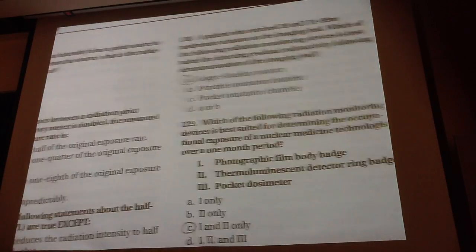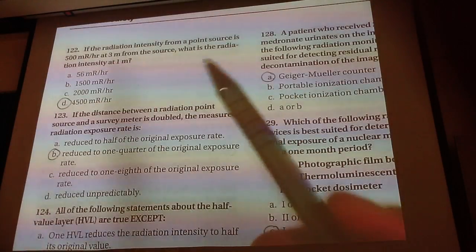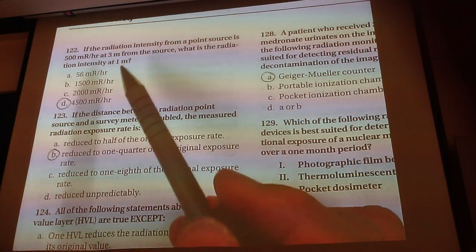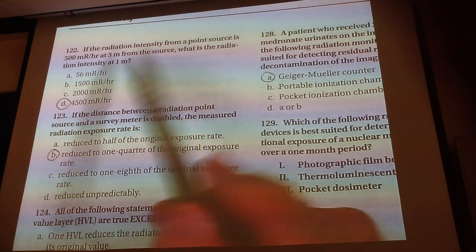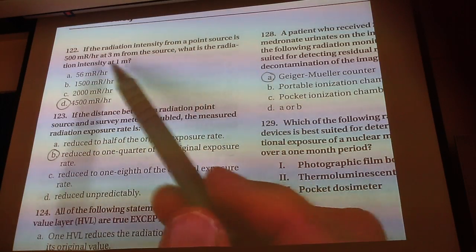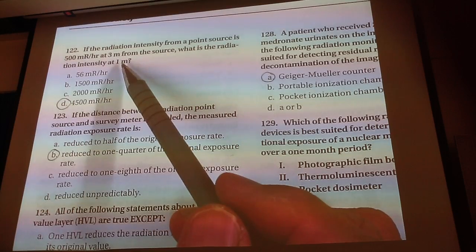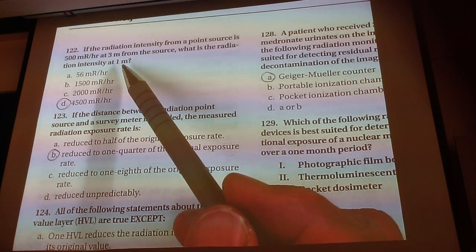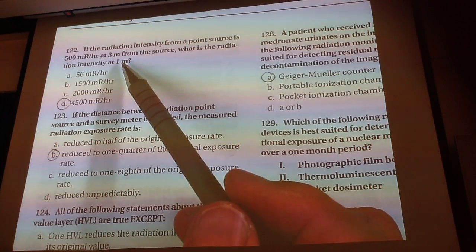They also like half value layers for some reason. On this one, what they're trying to show you is, okay, you've got 500 mR per hour at 3 meters. What's the radiation at 1 meter? There's a couple of ways to look at that. Just looking at that, you're cutting the distance by a factor of 3. If you square 3, it means it's going to be 9 times more intense.